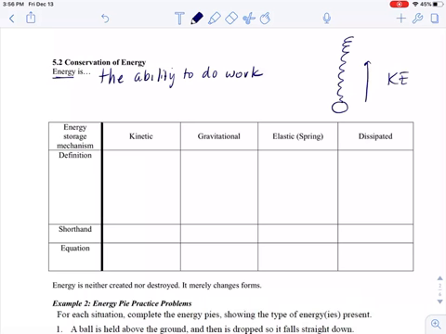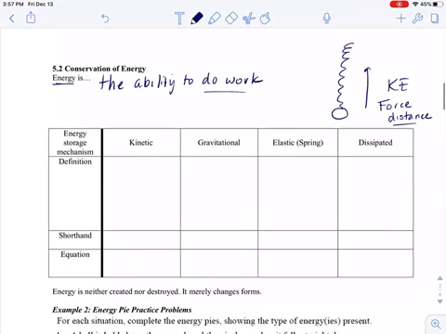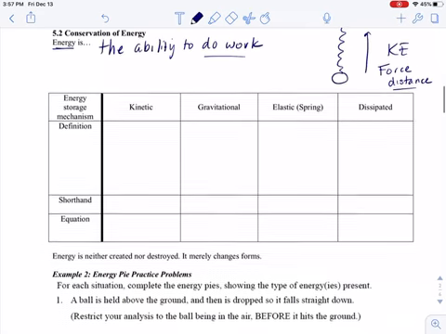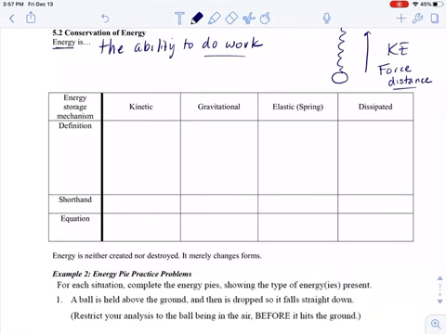In order to give the object kinetic energy, it would have to exert a force over a distance. And that, of course, is work. So again, energy is the ability of a system to do work. So now what we're going to do is look at some different energy storage mechanisms and some different forms of energy. And the first one is the one I just mentioned, kinetic energy. That is energy due to motion.